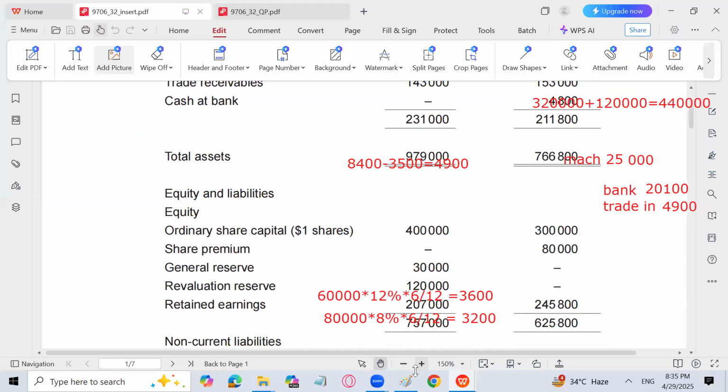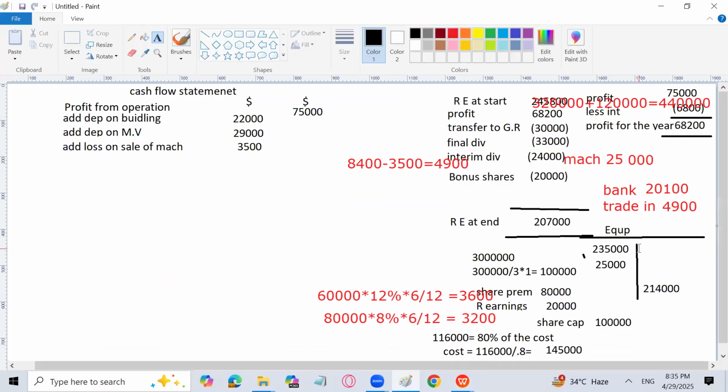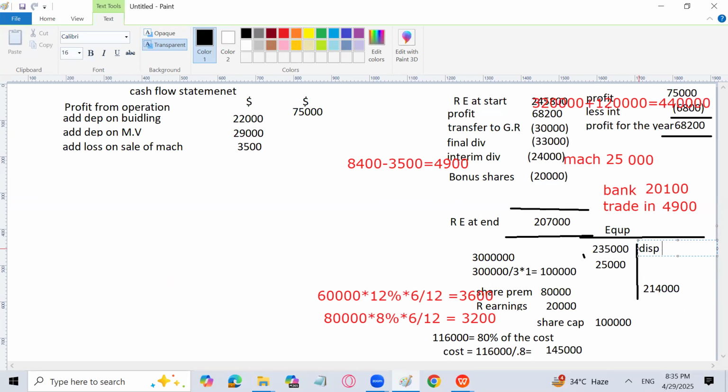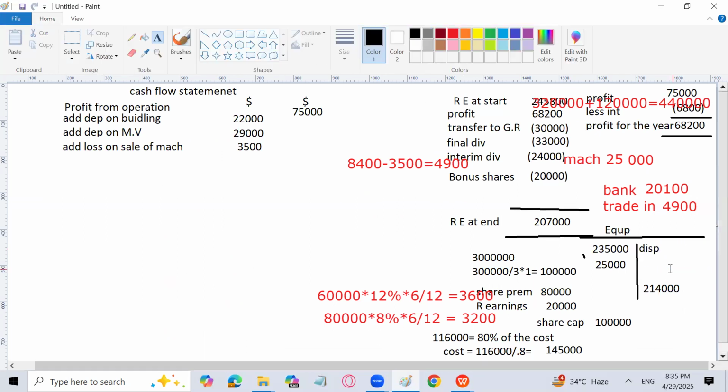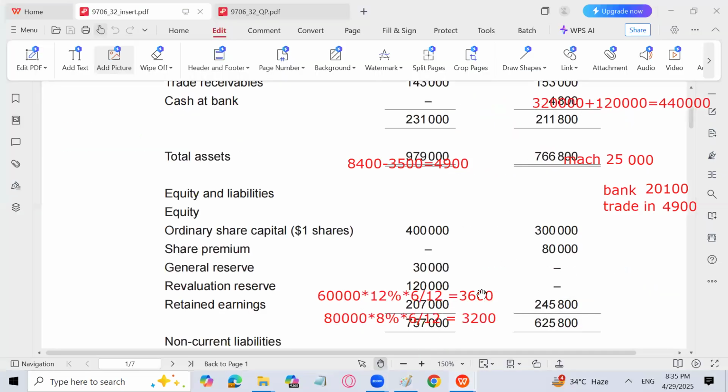I have already passed the entry for 25,000. So I will write here, you can write it with bank or with trade-in, both are one and the same thing. Now I will write here disposal, and the difference will be the depreciation. Now for disposal, we have to write the net book value of disposal, not the cost, not the trade-in value, not the carrying value. So let's see what is the cost of the disposal.